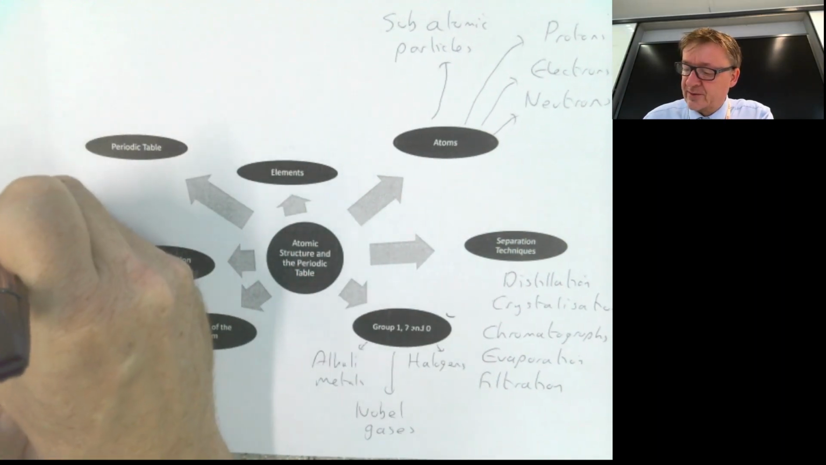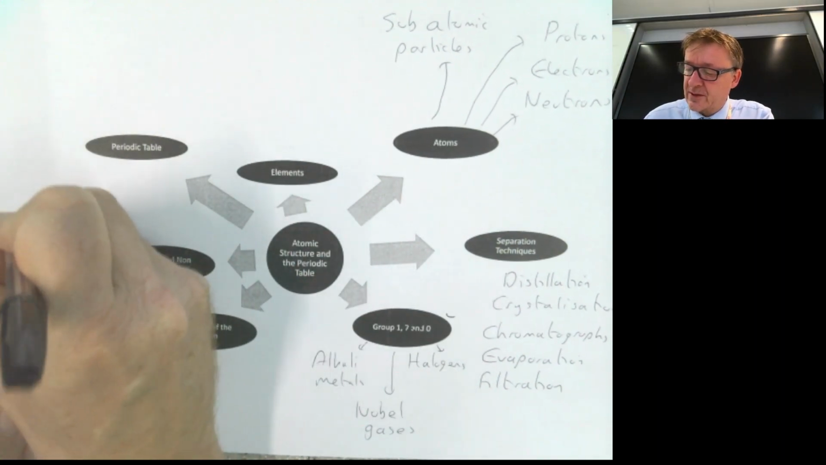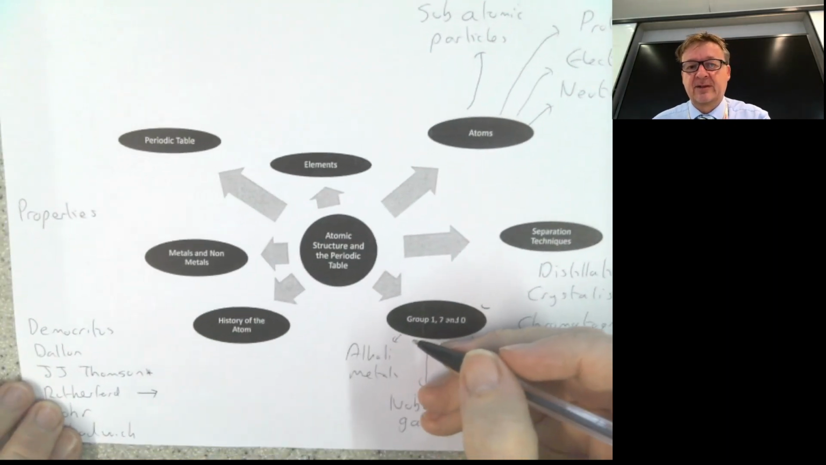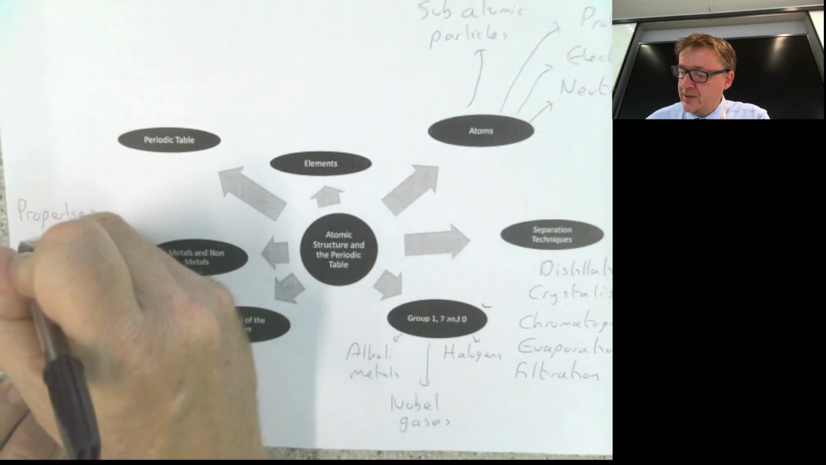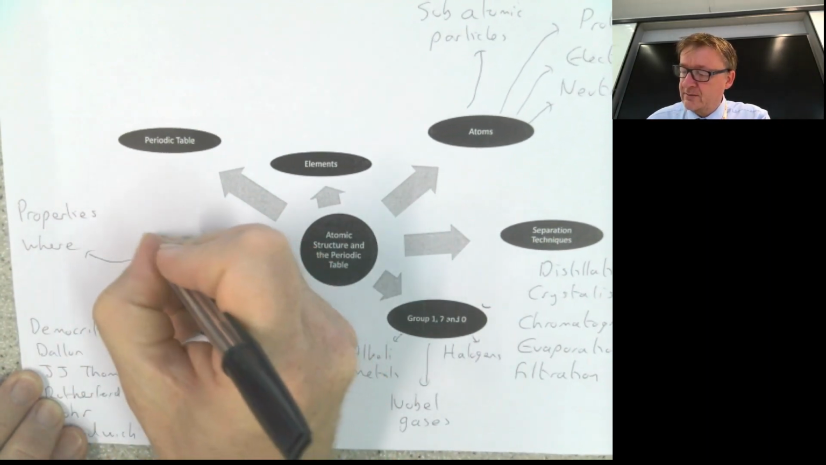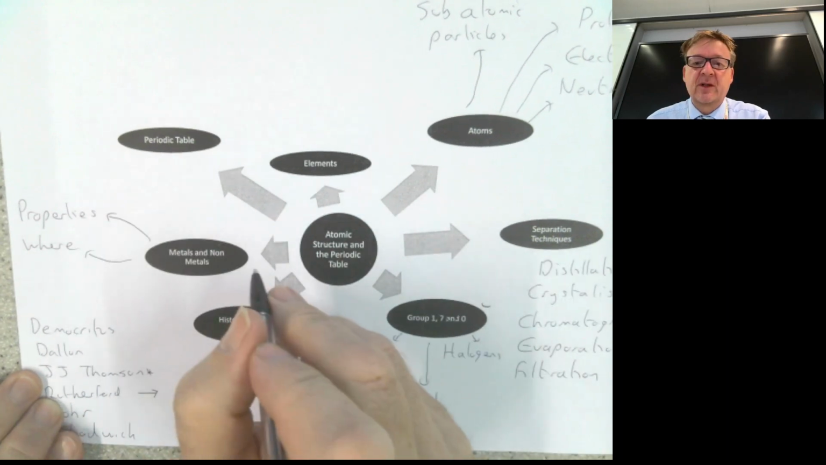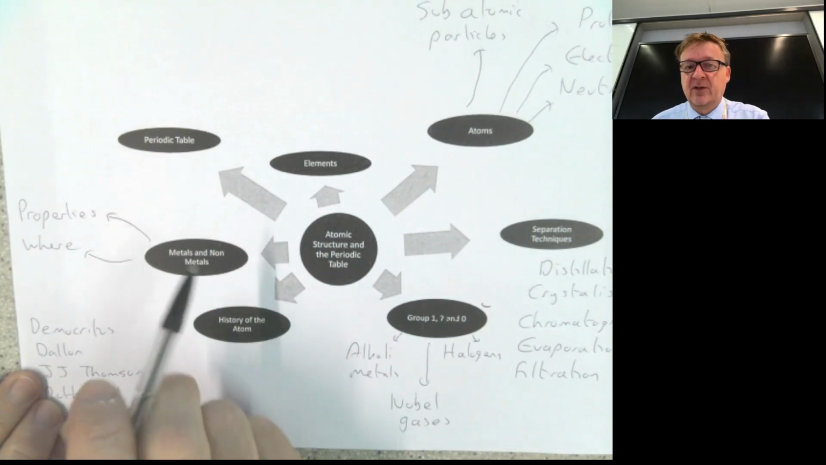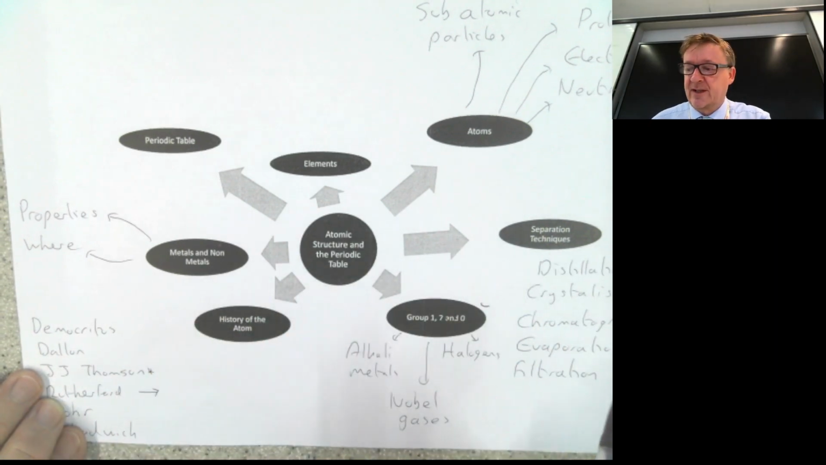Metals and non-metals, okay? You need to know the general properties of metals and non-metals. You also need to know where they are. I always talk about a zigzaggy line, right? So metals are to the left of the zigzaggy line, and non-metals are to the right of the zigzaggy line.